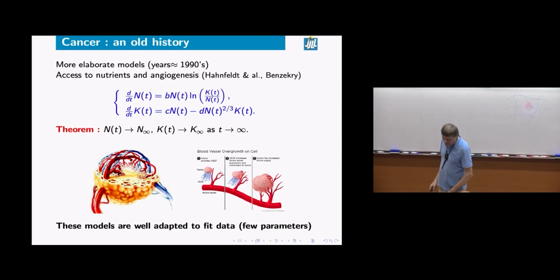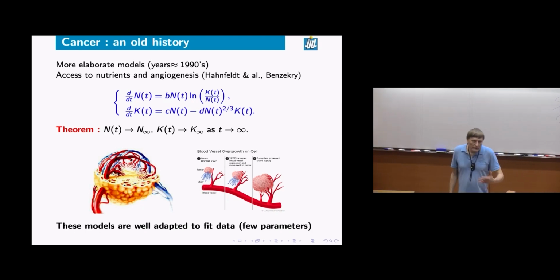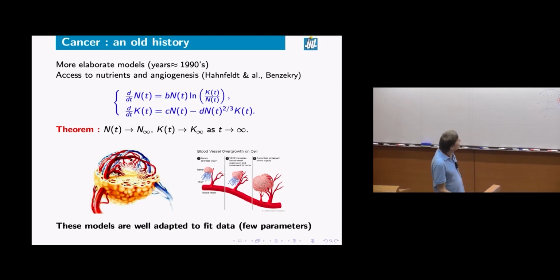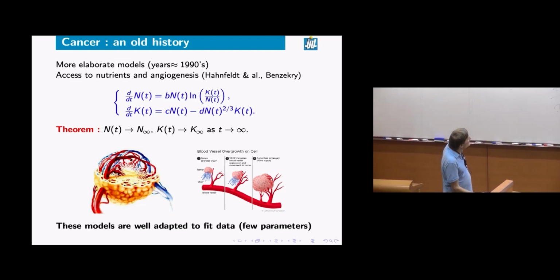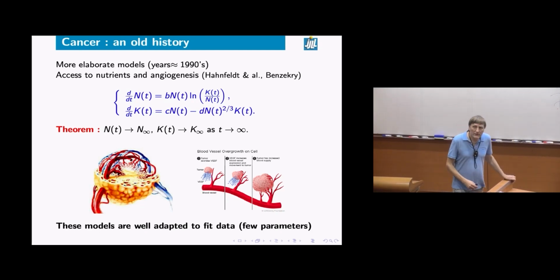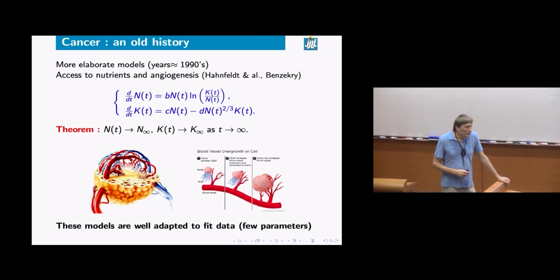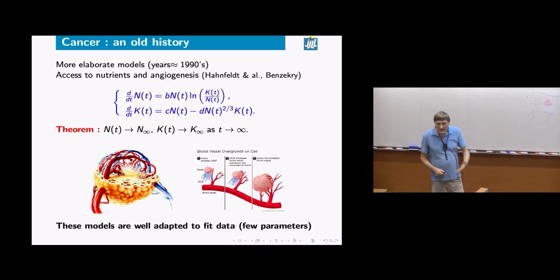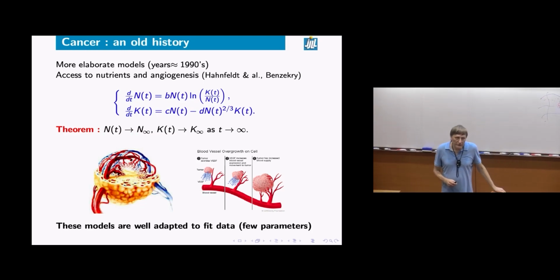So this is a way to take into account the nutrients and the effect of angiogenesis in the cell, in the tumor. It remains that the result is still very far from what happens really, and the only advantage is that you can fit easily problems with very few data. You usually don't have so many informations about a particular patient, and so this is one way to do it.